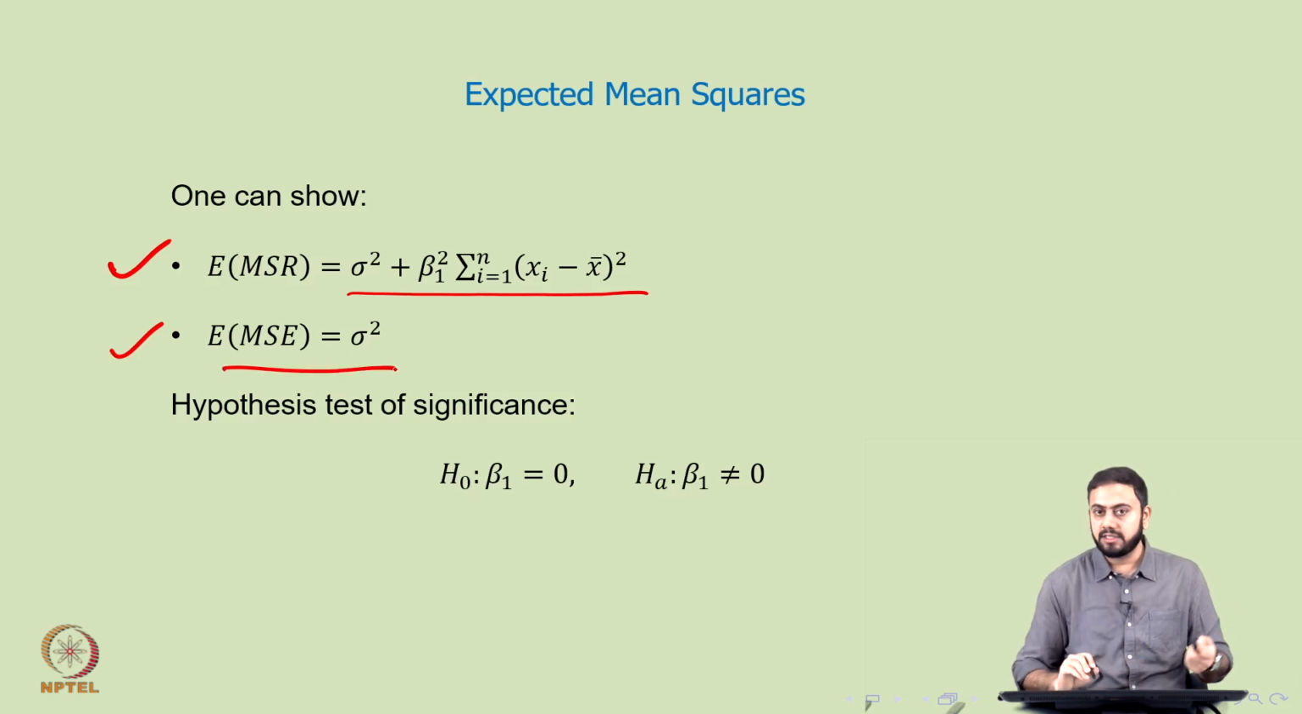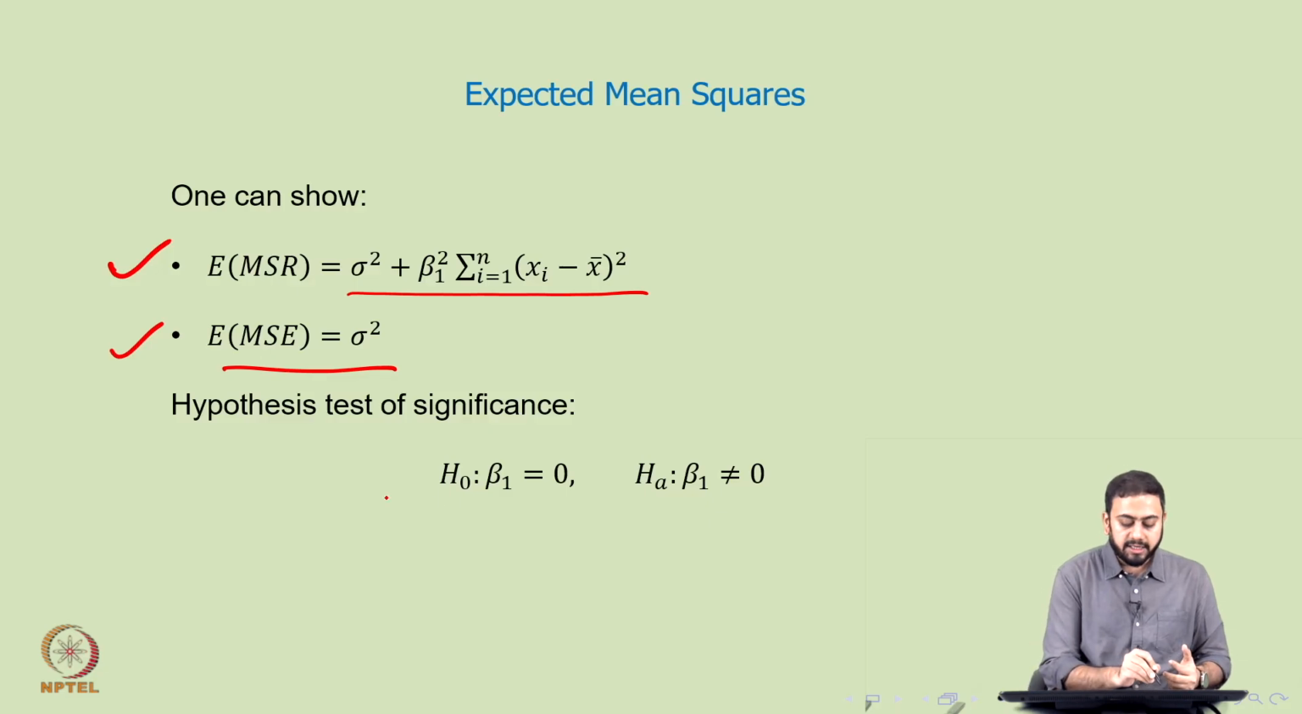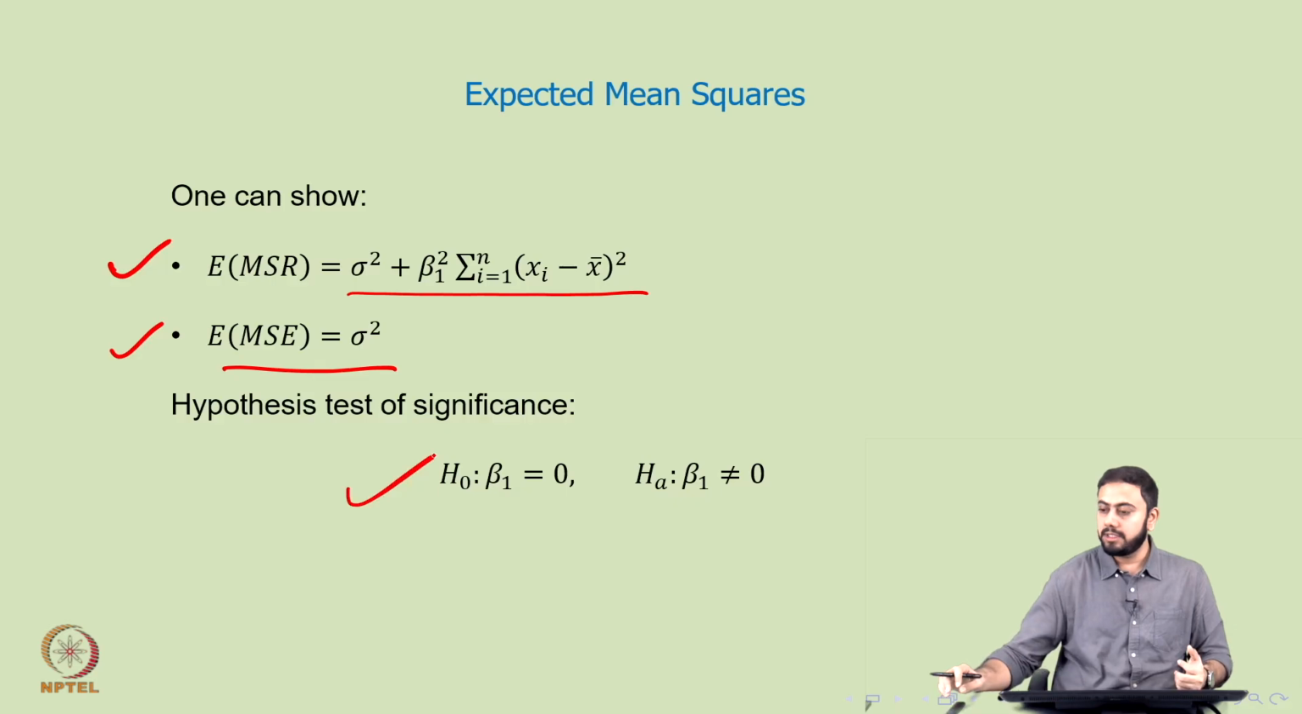We discussed this a couple of sessions back: MSE is an unbiased estimator of the variance. So the expectation of MSE has to be sigma square. Just to press upon the fact, what exactly are we testing here? We're testing the exact same hypothesis, whether beta 1 is 0 or beta 1 is not 0.